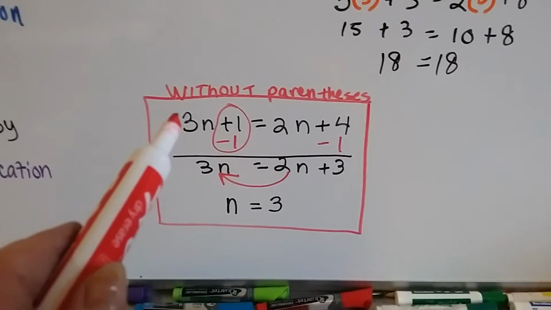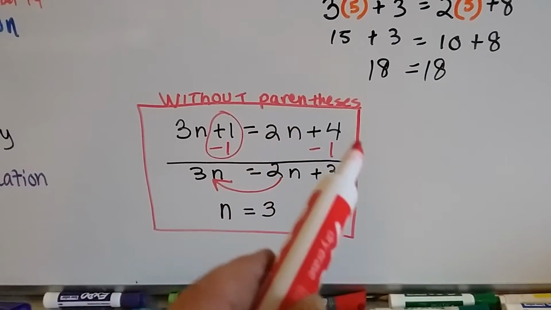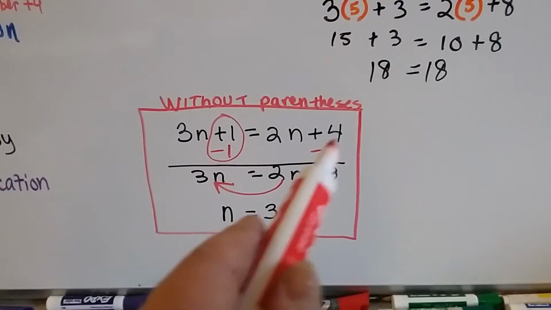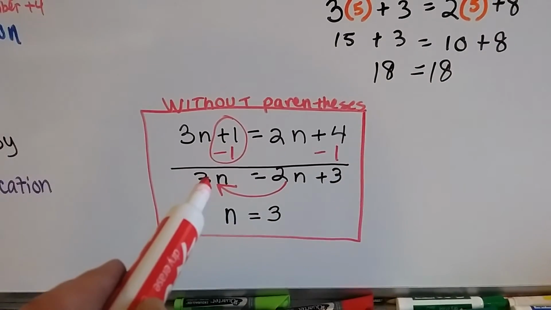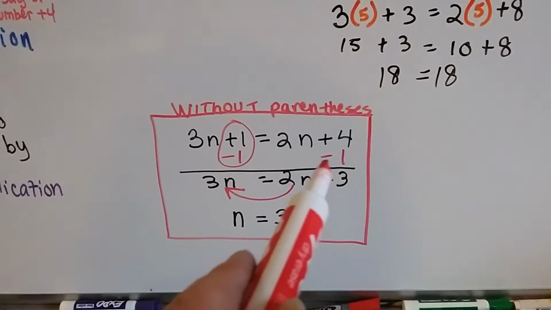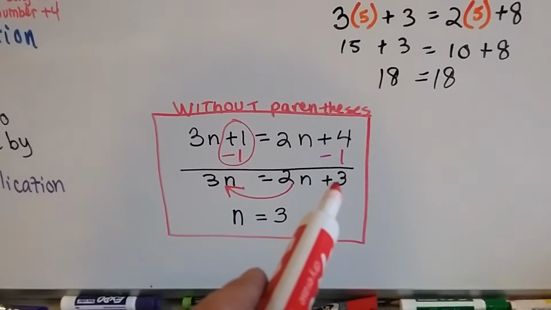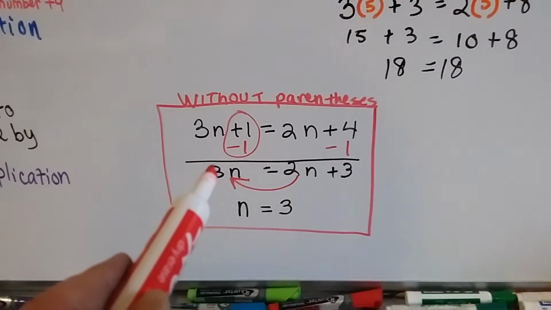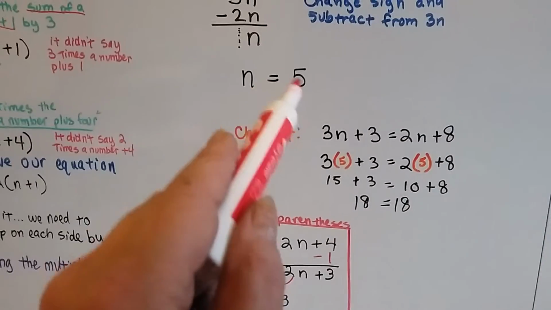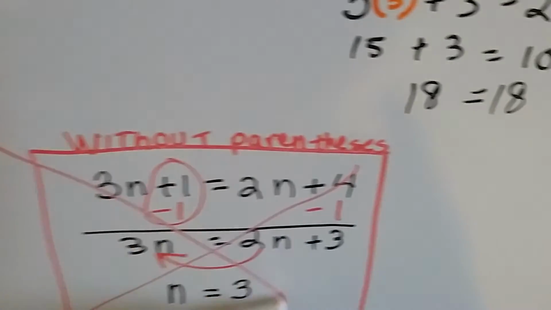What if we just kept it at 3 and a number plus 1 equals 2 and a number plus 4? We would have subtracted 1 from here and from here to create a 0 pair, and the 3n would have been by itself. Then we would have had 3n equals 2n plus 3. And then by taking the 1 away from here, that's where the plus 3 comes from. The 2n would come over to this side and become just an n, and we'd have n equals 3 instead of n equals 5. And that would have been wrong. We would have ended up with the wrong answer.